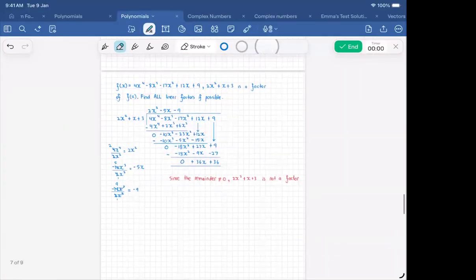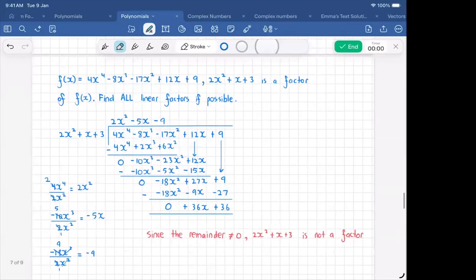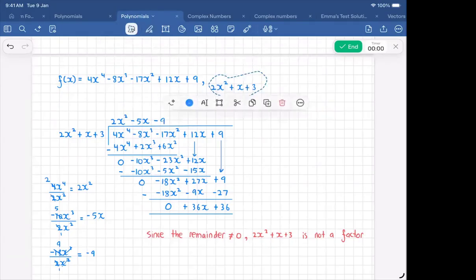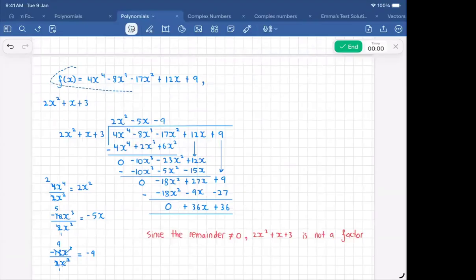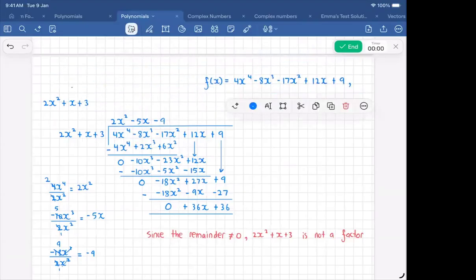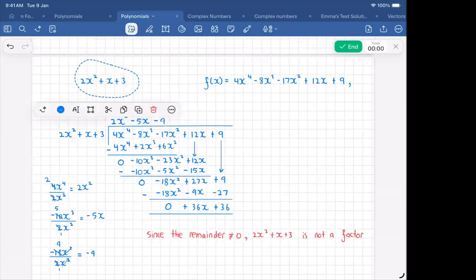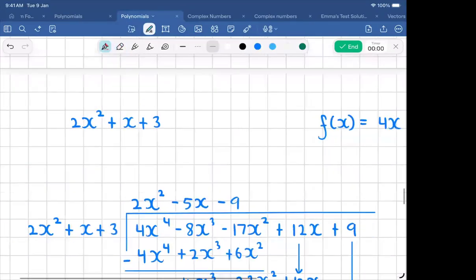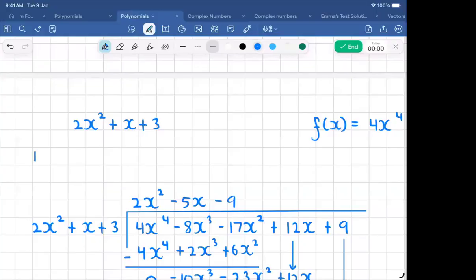So, Avinash, do you understand how we did this question? Let me just change up something here. So f of x is equal to that, and 2x squared plus x plus 3 is not a factor. So let me just change up the question, just for it to make sense. Sorry about that. I'll change it up to this.